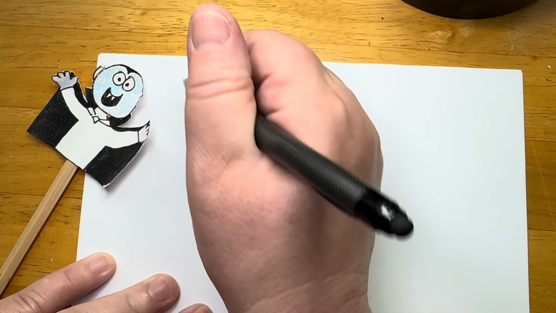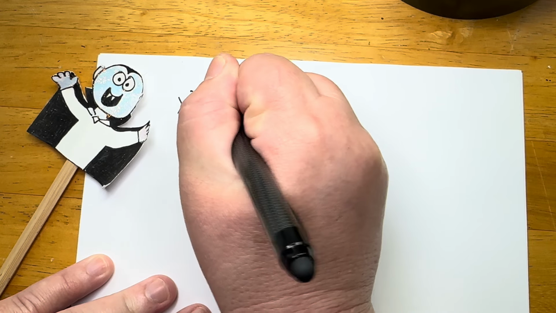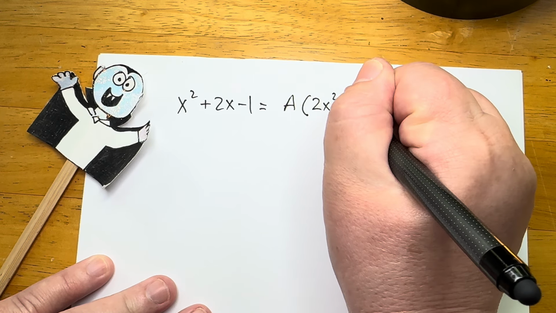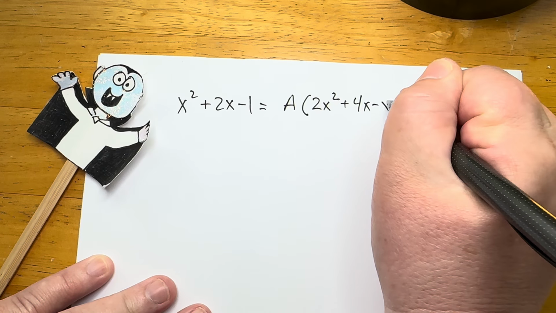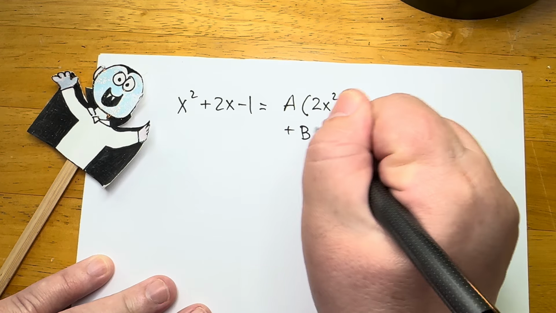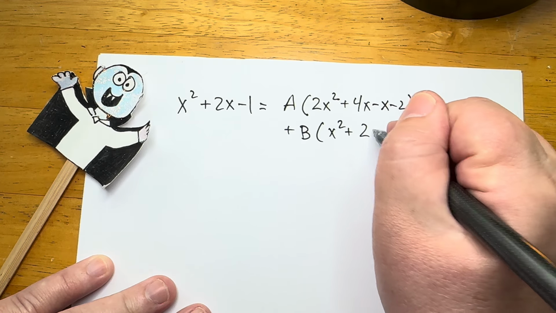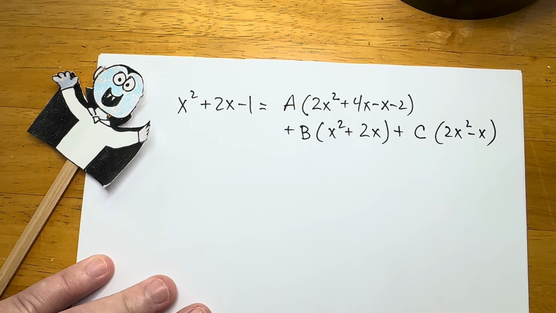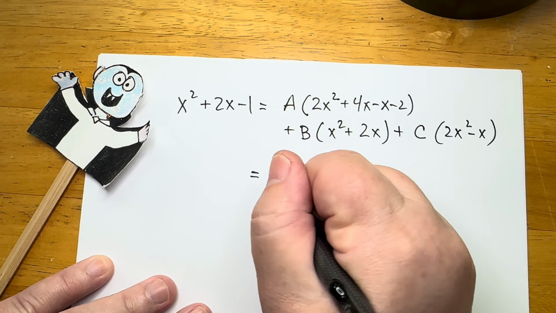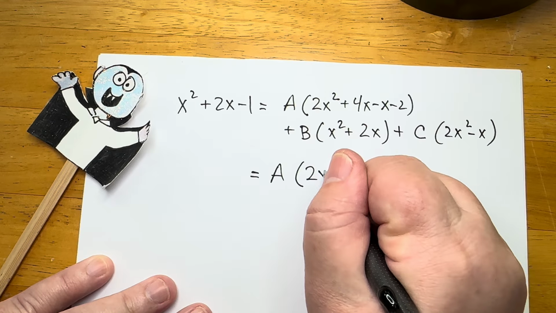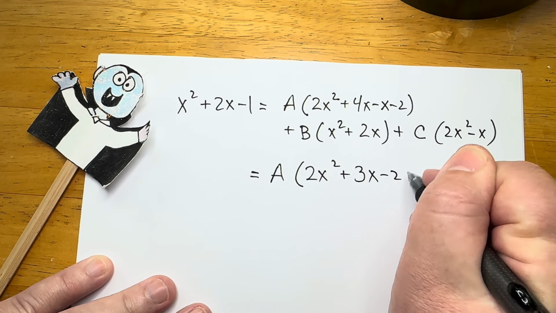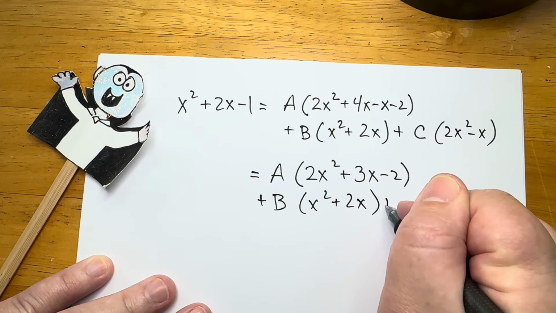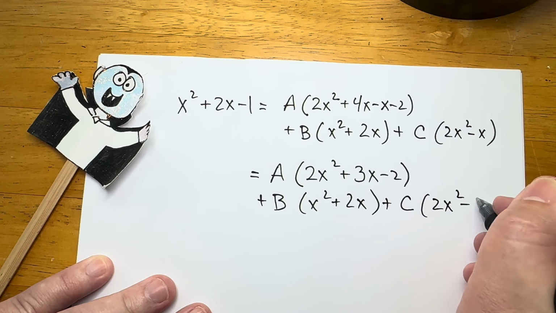What I've got is x squared plus 2x minus 1 equals, and then a times, I'm moving these over to the other side, 4x minus x minus 2, plus b times x squared plus 2x, plus c times 2x squared minus x. This is a times, I can combine this, 2x squared plus 3x minus 2, plus b times x squared plus 2x, plus c times 2x squared minus x.